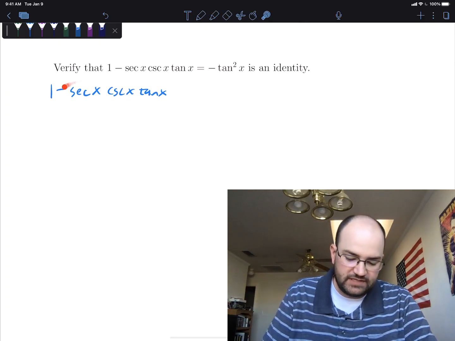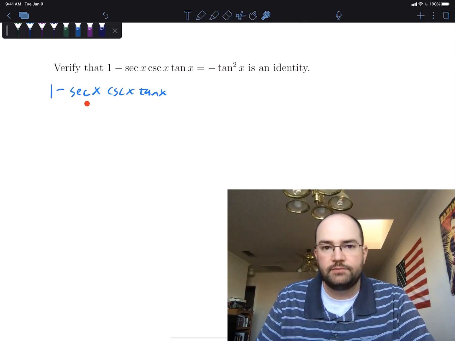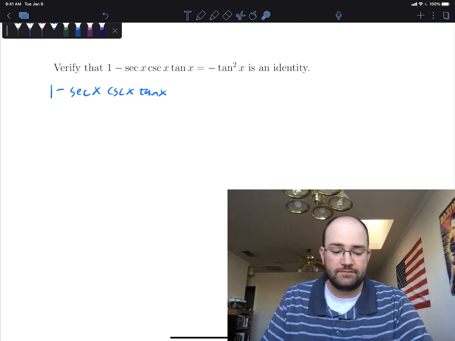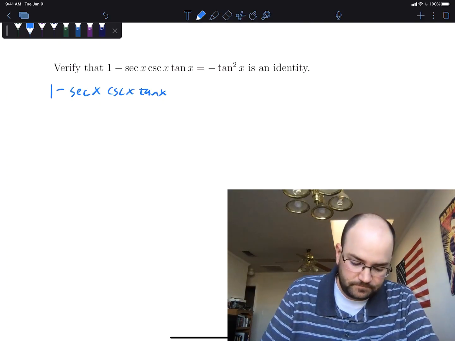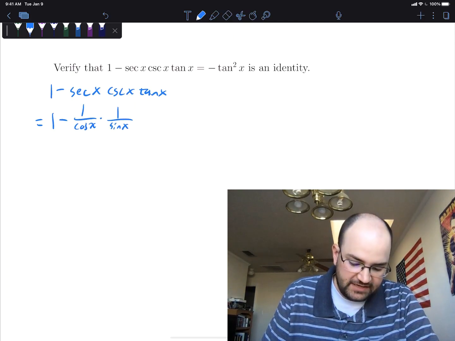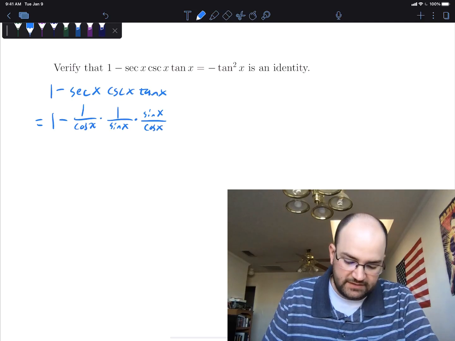Now, notice that we've got a bunch of things happening over here. Instead of secant, I'm going to use 1 over cosine. Instead of cosecant, I'm going to use 1 over sine, and instead of tangent, I'm going to use sine over cosine. We're often going to change everything into terms of sines and cosines. So we get 1 minus 1 over cosine of x times 1 over sine of x times tangent, which is sine of x divided by cosine of x.